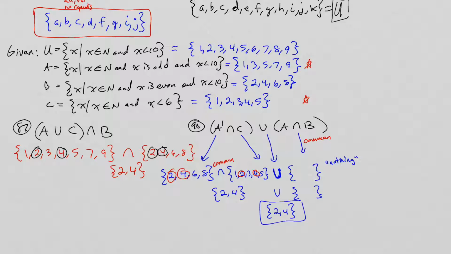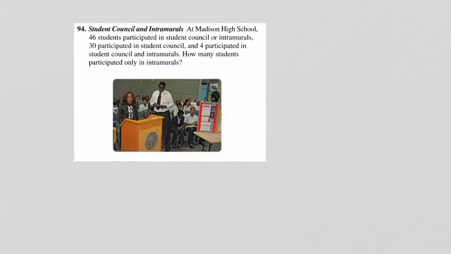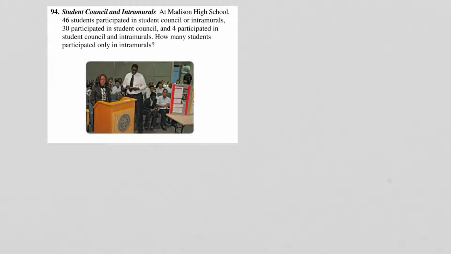All right. So now we're going to go ahead and go to our last question, which is a word problem, and that'll be it. For number 94, we're going to take a look at this word problem. It says, student council intramurals at Madison High School. 46 students participated in student council or intramurals. 30 participated in student council, and 4 participated in student council and intramurals. How many students participated only in intramurals?